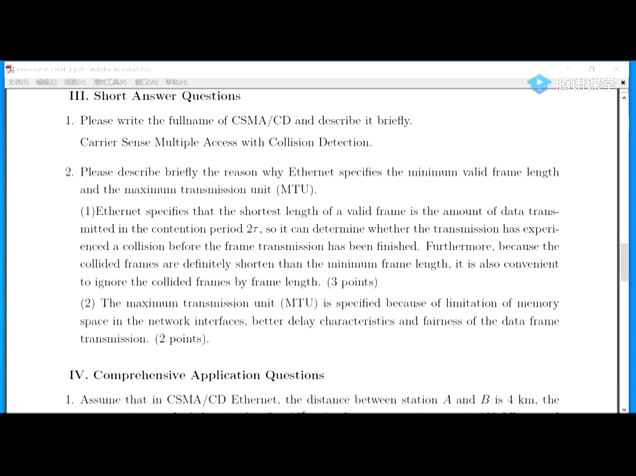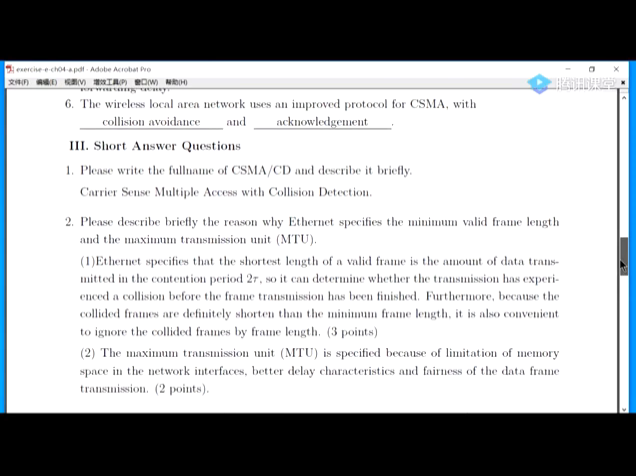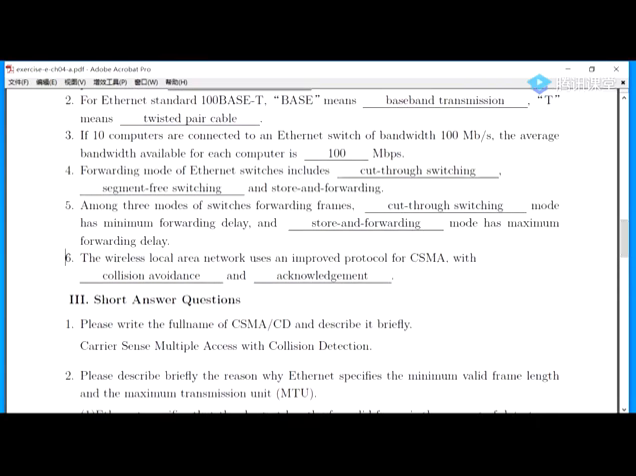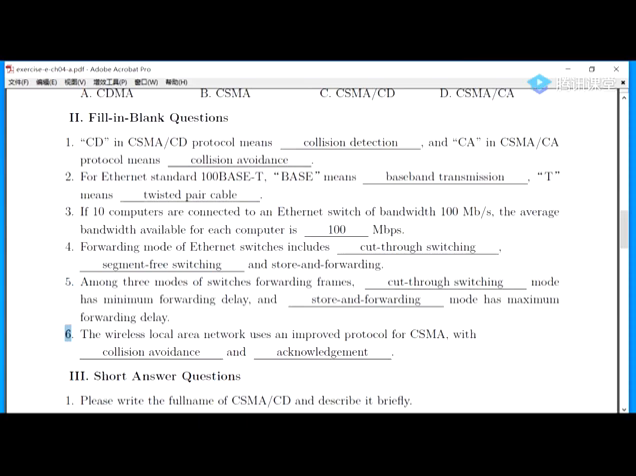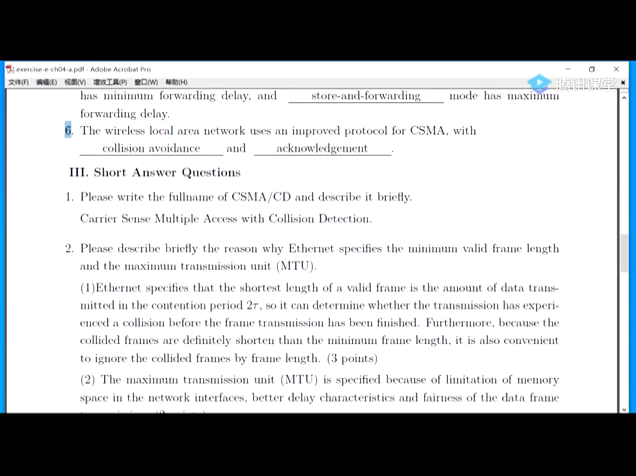Okay, hello everyone. Today we will continue to review the exercises. Last time we finished the fill-in-the-blank questions. Now there are some short answer questions.